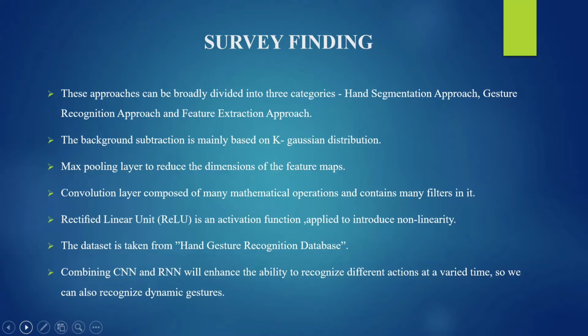So the data set is taken from the hand gesture recognition database. We have many sorts of databases, and from the paper, we have decided to take the data set from the hand gesture recognition database. Combining CNN and RNN, that is convolutional neural network and recurrent neural network, we will enhance the ability to recognize different actions at varied times. So we can also recognize dynamic gestures. If we use CNN alone, it is restricted to static gestures. And if we add RNN, combining both, we can move forward to dynamic gestures also.